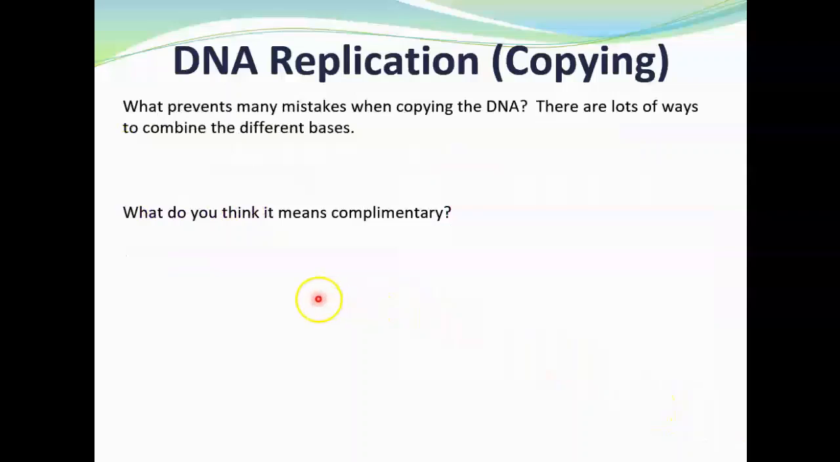So what prevents many mistakes when copying the DNA? There's a lot of ways that we can combine different bases, and we know that amino acids have a specific sequence to make a specific protein. So we have to get from a specific sequence of DNA to a specific sequence of RNA to a specific sequence of amino acids to make the protein. Well, there's a lot of possibility for errors in that way. So think about what prevents most of the errors from happening.